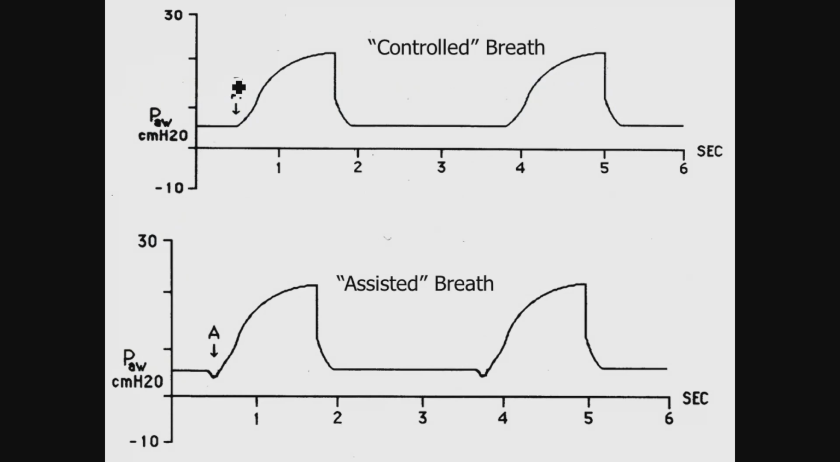So here's my controlled breath where there was no trigger. Time elapsed, gave him a breath. Here the patient triggered prior to that time happening. How do I know it's an assisted breath? It's a drop in negative pressure below baseline. It's the patient turning it on. It's that IPPB mechanism where the pressure pulled back and created an inspiratory phase.